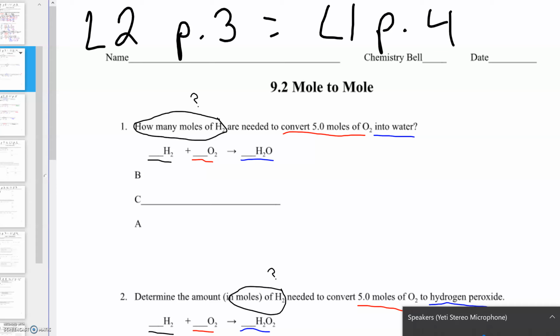Hey ChemStars, we're here to check your Chapter 9 homework, 9.2 mole to mole. If you're in Level 2, this is your page 3 and then page 4. If you're in Level 1, this will be your page 4 and 5. Okay, so let's start with problem number 1 right here.